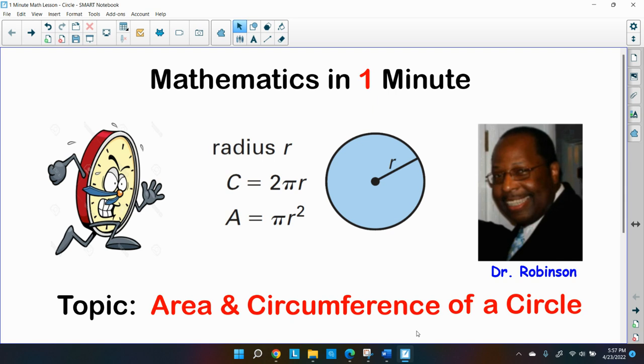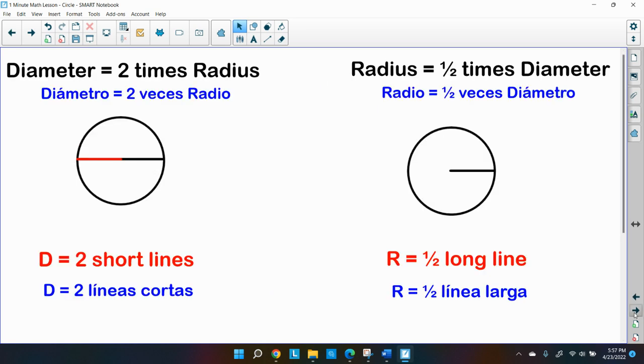Our topic we're going to discuss today is area and circumference of a circle. So let me first start off with a couple of things that you should know. And once we get these definitions down, we'll be able to start our 1 minute clock. Okay, so here we go.